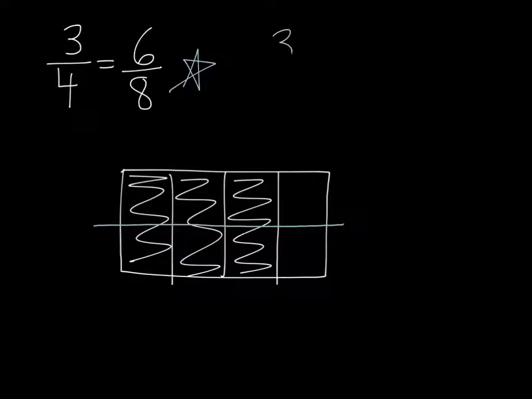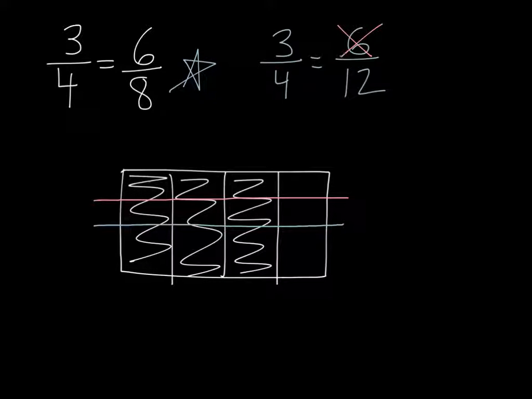Now I want to know, is 3/4 equal to 6/12? So if I look at this picture, if I want to make 12 equal pieces, what I could do is, if I break this apart one more time, now I have 12 pieces. 1, 2, 3, 4, 5, 6, 7, 8, 9, 10, 11, 12. But I have to ask myself how many of them are shaded, and the answer is 9. 1, 2, 3, 4, 5, 6, 7, 8, 9. So this statement here would be false.